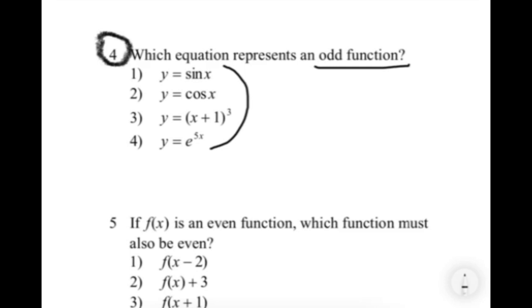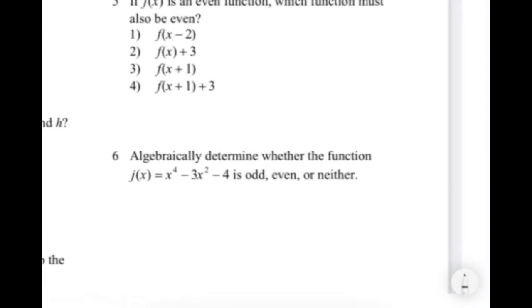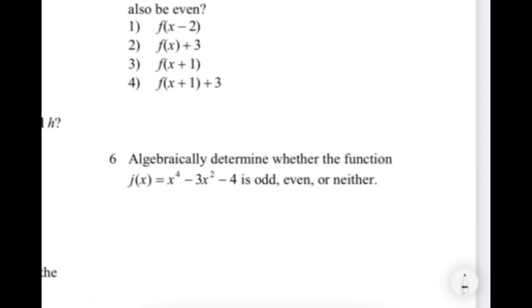Okay, so now that we have graphed all of them, the only one that is not changed when rotated 180 degrees about the origin is number 1. Okay, so the second one that we found is number 6, and it says algebraically determine whether the function is odd, even, or neither.